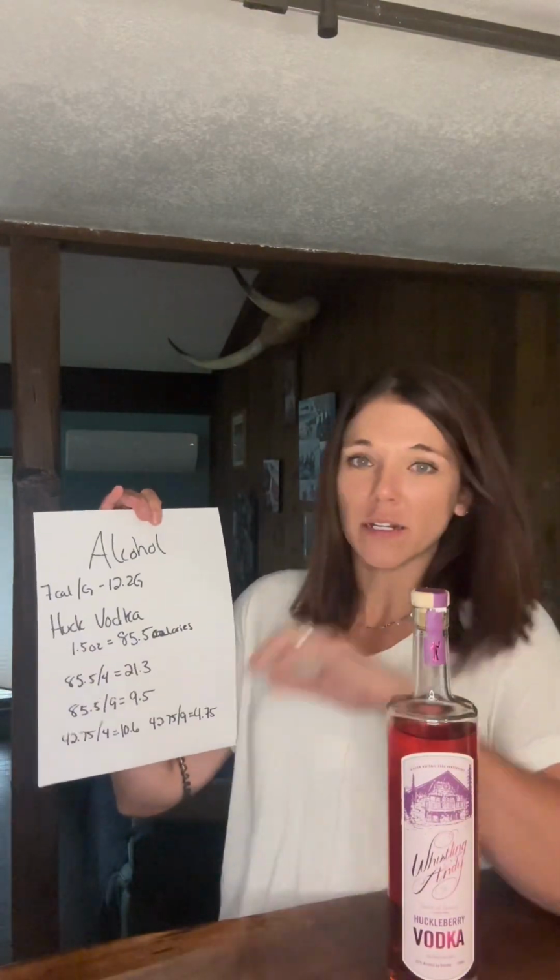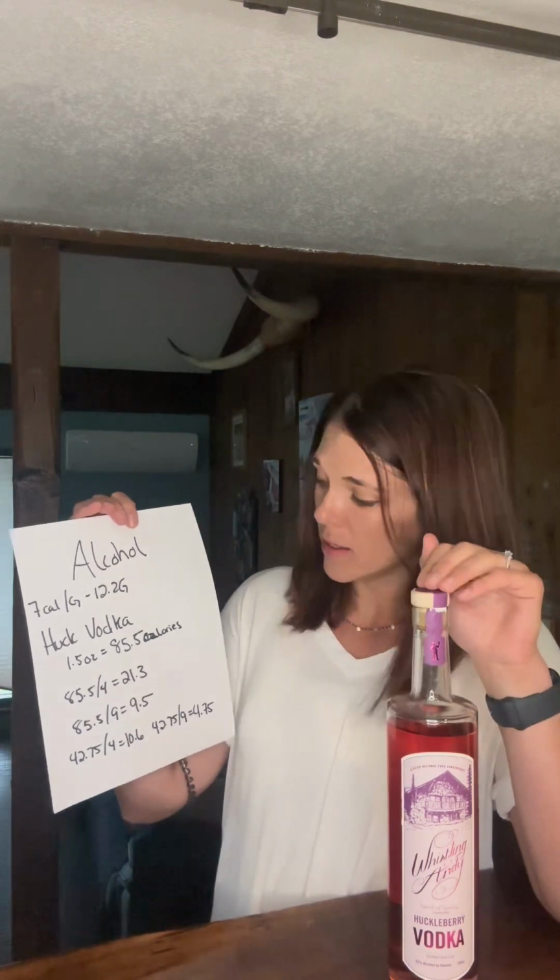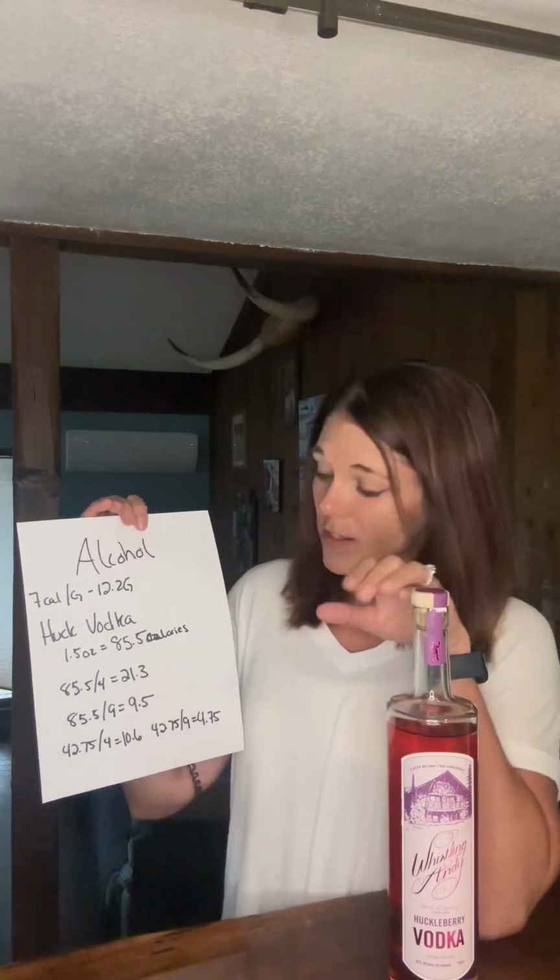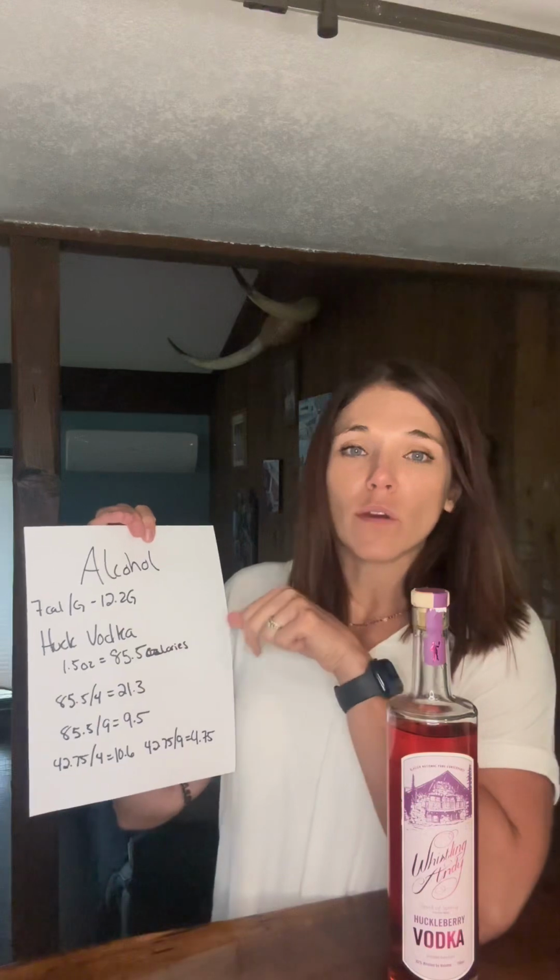Alcohol is actually the 4th macronutrient, but it's not nutritionally valuable to us, so it's not something that we are going to have in our macro calculators or breakdowns. It's also not recommended to have every day. We're benefiting from our protein, fats, and carbs. Alcohol is 7 calories per gram. I did a little bit of research and I found that huckleberry vodka, if I was to have 1.5 ounces of this, it would be about 85.5 calories.